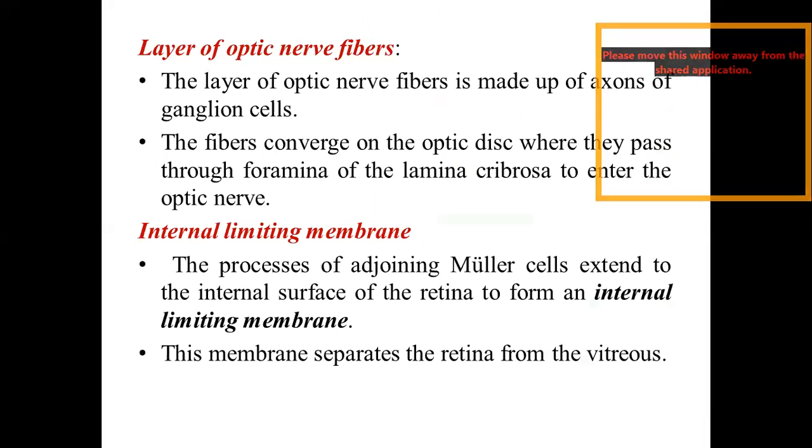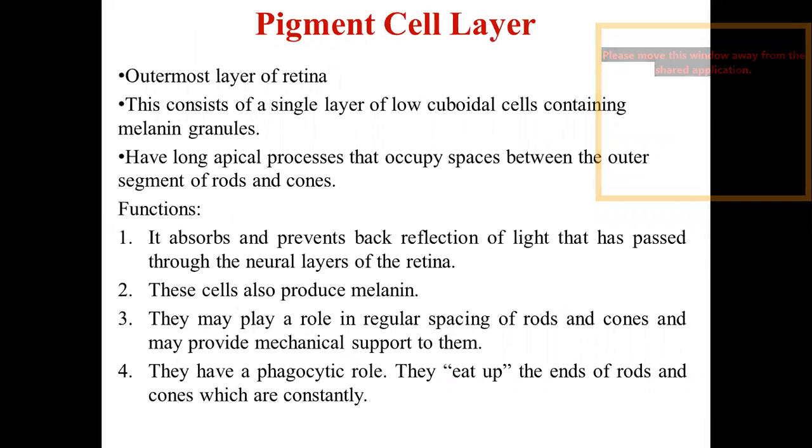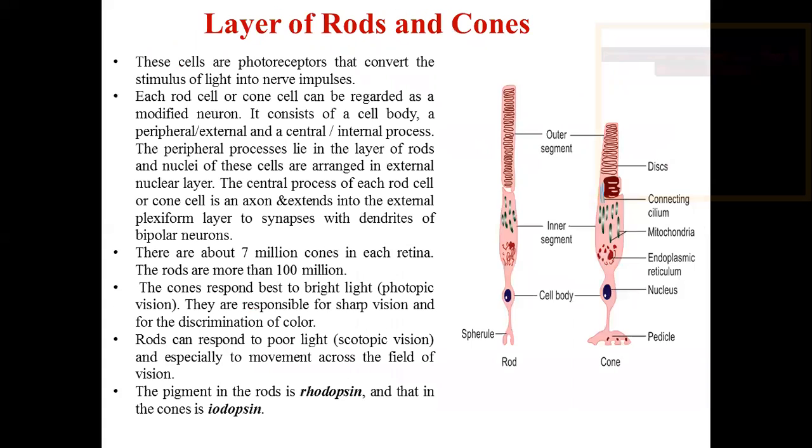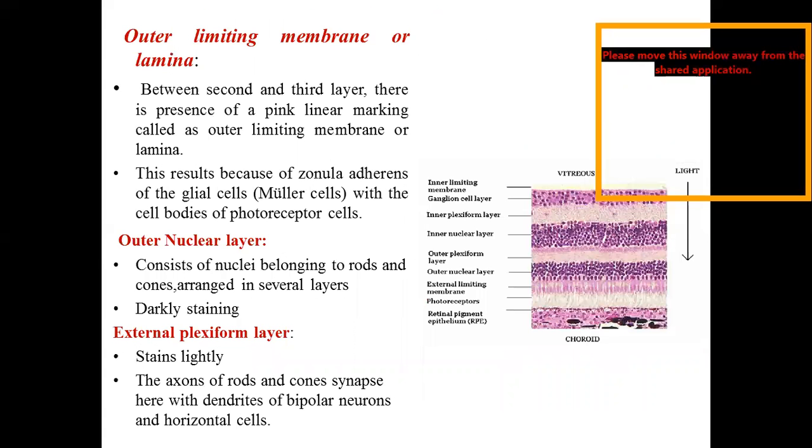So in short, we have seen the 10 layers. First is the pigment cell layer, having pigmented cells. Layer of rods and cones, photoreceptor cells. Rods are more than cones and they are responsible for color vision, sharp, bright vision. Cones, and poor vision, poor responding to poor light is your rods.